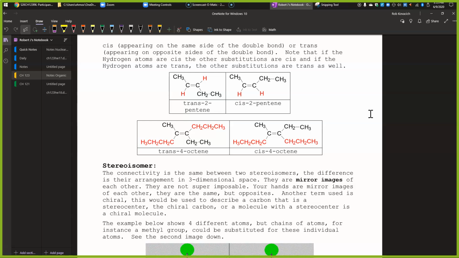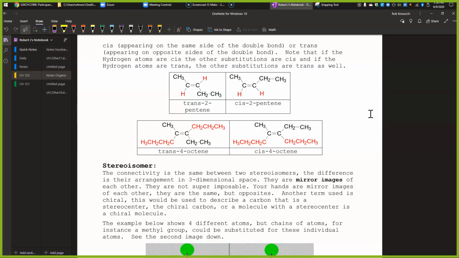So if you have a double bond, then you probably have a cis molecule or a trans molecule. So the first one, you see the hydrogens are opposite from each other, so it's trans. And the second one, you see the hydrogens are on the same side, so it's cis. The next one, it doesn't have to just be hydrogen.